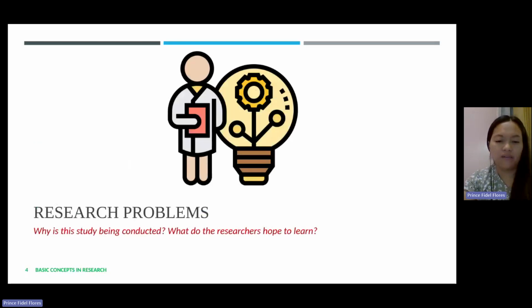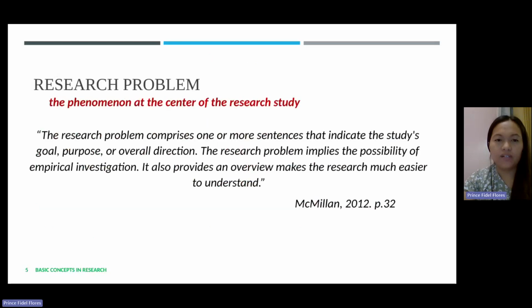The most basic element of a research project is the research problem. Why is this study being conducted? What do the researchers hope to learn? Research problem is the phenomenon at the center of the research study. According to Macmillan, the research problem comprises one or more sentences that indicate the study's goal, purpose, or overall direction. The research problem implies the possibility of empirical investigation. It also provides an overview, which makes the research much easier to understand.